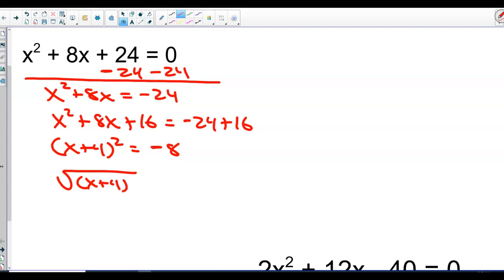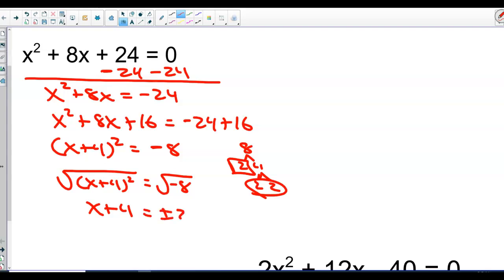Square root of x plus 4 squared equals the square root of negative 8. x plus 4, when I simplify negative 8, 2 and 4, 2 and 2. Pair of 2's, goes on the outside, 2 goes on the inside. So this is plus or minus 2i root 2.